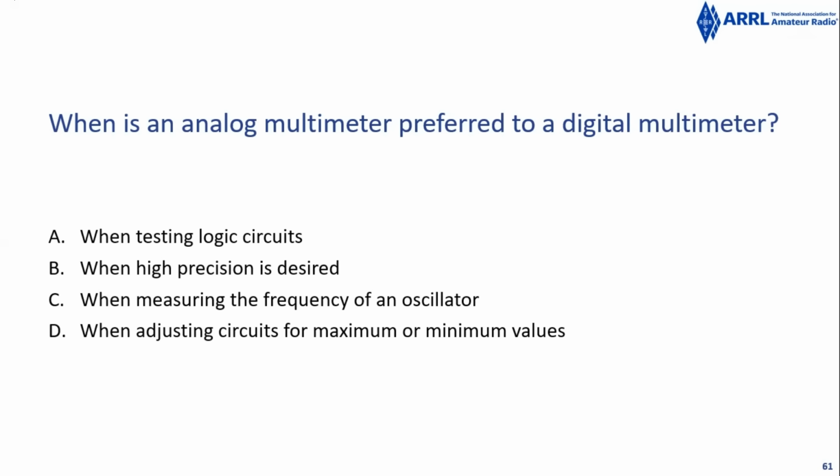When is an analog meter preferred to a digital meter? So I think it's when you're adjusting circuits for minimum or maximum value. If I'm tuning something, an SWR meter with an analog meter is really nice to tune. You used to call them dip meters. It's easy with an analog meter to find where that dip is, as opposed to waiting for the digital meter to settle down. So it would be D.